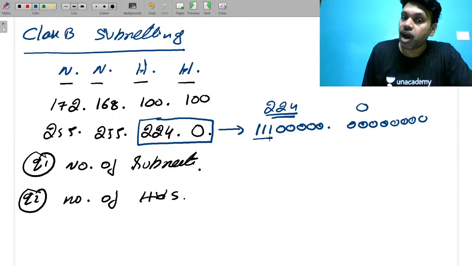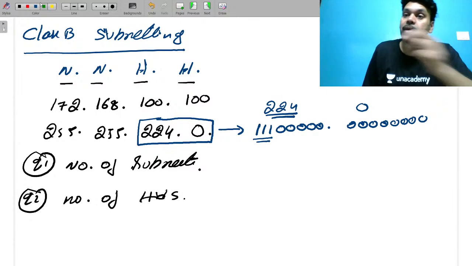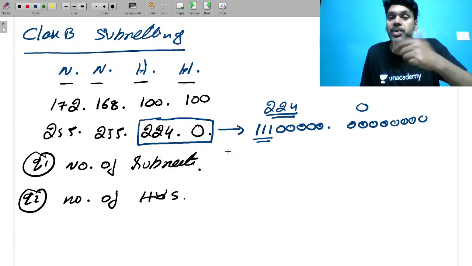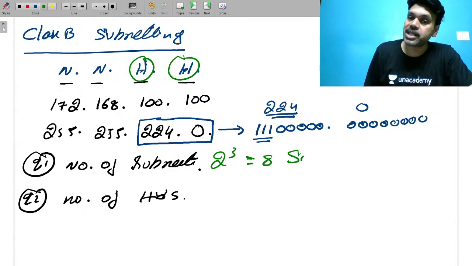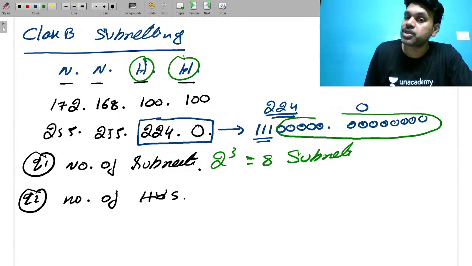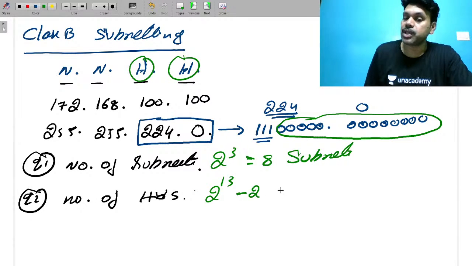Now tell me, the number of subnets means how many ones are there in your HID part. 3 ones. So 2 power 3 is 8 subnets I got. How many HIDs are there? The total number of zeros from your third and fourth octet together is 5 zeros here, 8 zeros here. It is 2 power 13 minus 2. This is your answer. That means 8192 minus 2 HIDs.